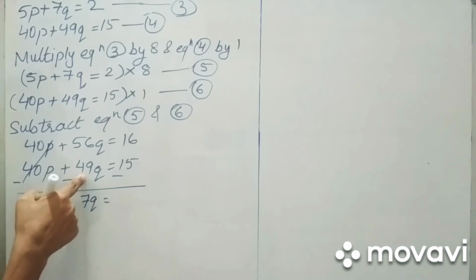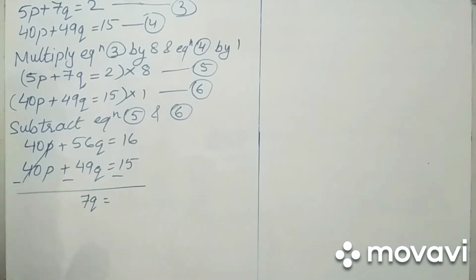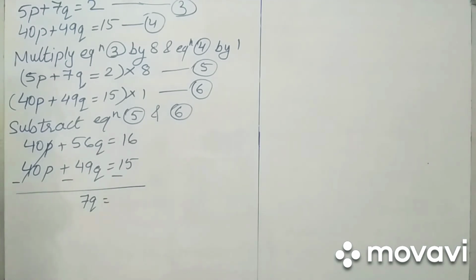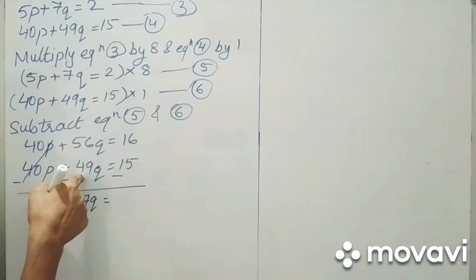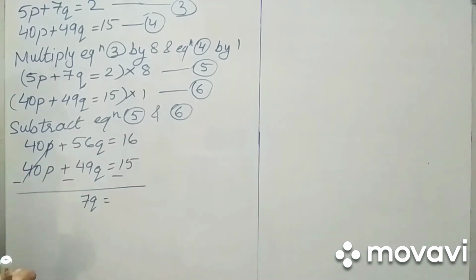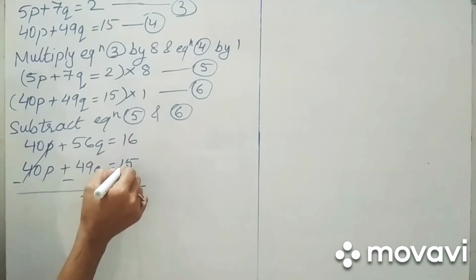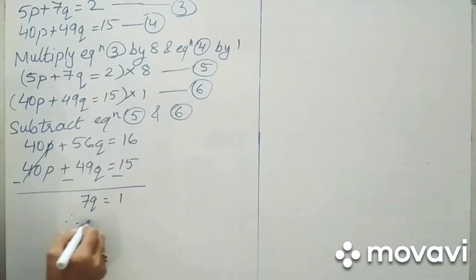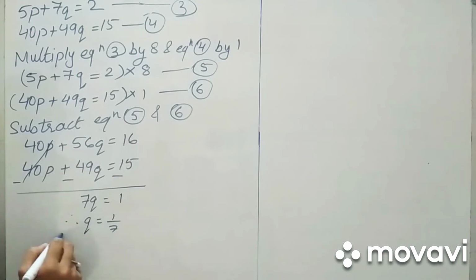So what will we get? 7q. 56 minus 49 will give me 7. And 16 minus 15 is 1. Therefore, q is equal to 1 upon 7.